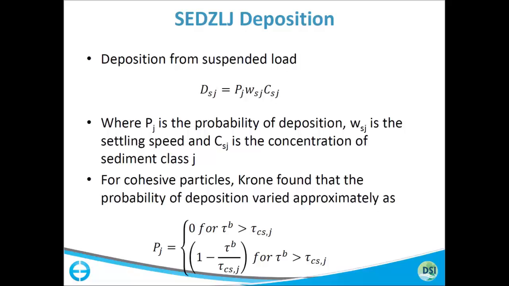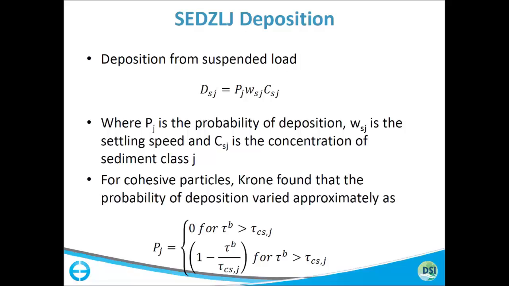So we have to estimate these parameters. This one we've already kind of have defined because we've either user defined it or picked one of the equations for calculating the settling velocity. This is known inside the model. So the only thing we have to actually calculate is the probability of deposition.